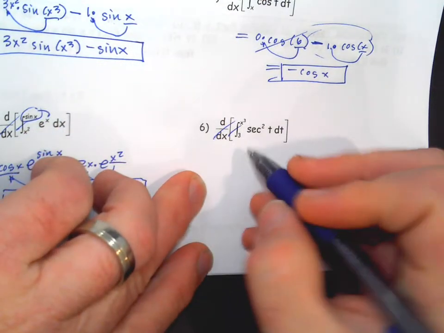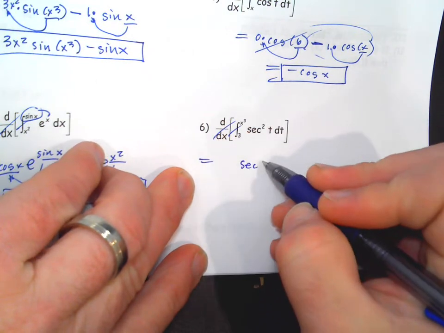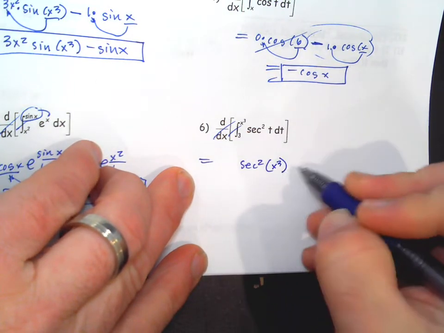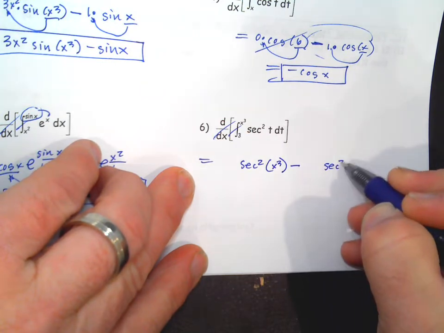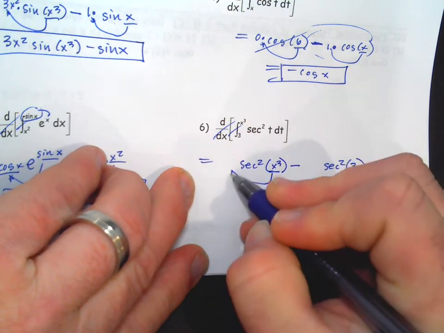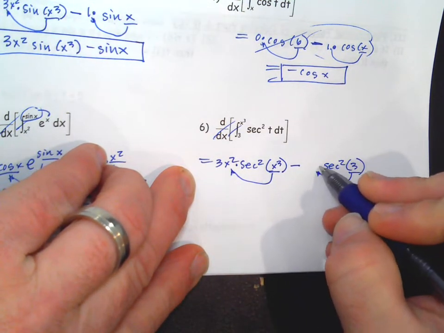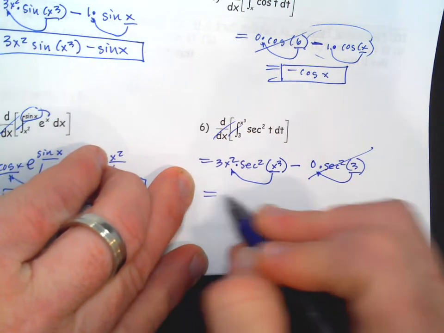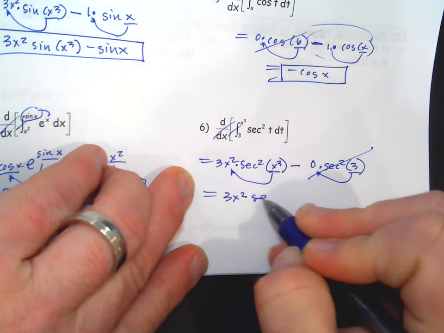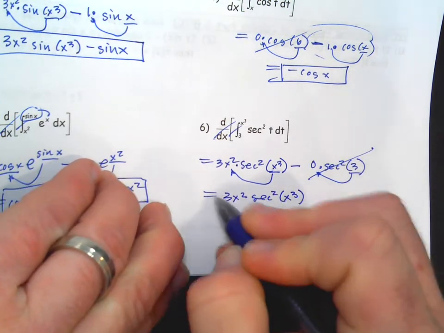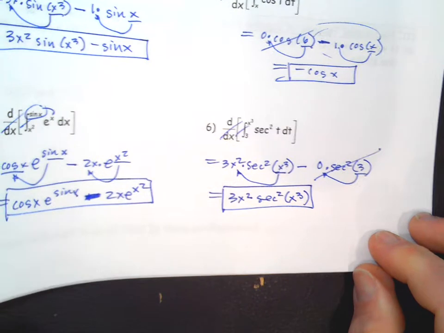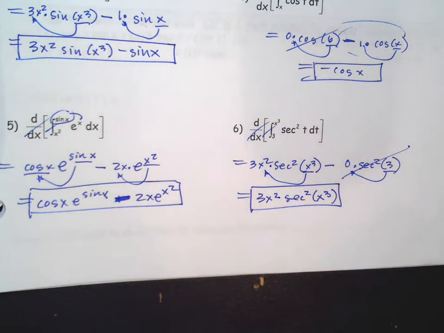All right, next one. Those undo each other. So we just get secant squared, and we plug x cubed in, and then secant squared, and we plug 3 in. You can multiply by the derivative of what you plugged in, so it's going to be 3x squared. Derivative of 3 is 0, so that whole term goes away, and our final answer is 3x squared secant squared x cubed. So those are fast. I mean, you should love those. I don't know if we've had problems that fast in a long time.